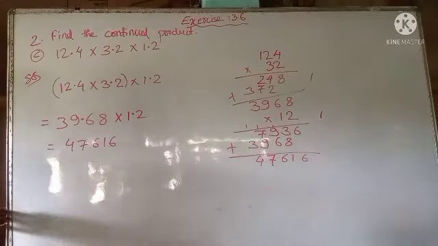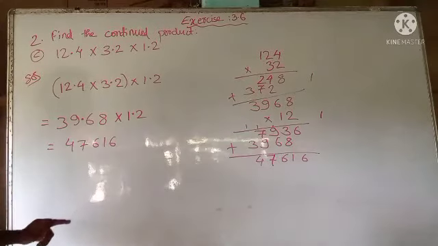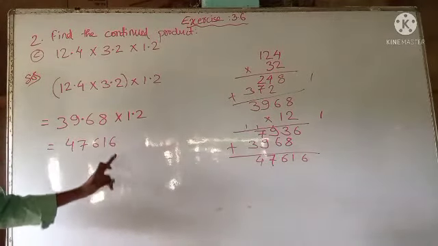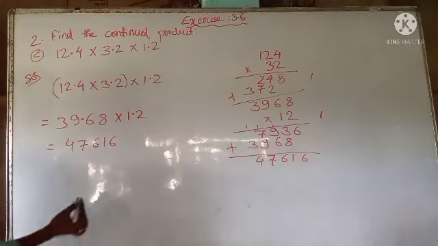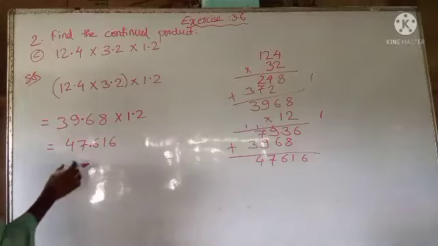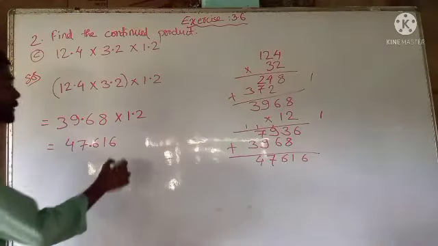Now after the decimal point we will count the number of digits. So here after the decimal point we can see 2 digits are there, and here again 1 digit. So a total of 3 digits are there. So we'll count 3 digits from the right-hand side, that is 1, 2, 3. So we'll put the decimal point here. That is 47.616, our required answer.